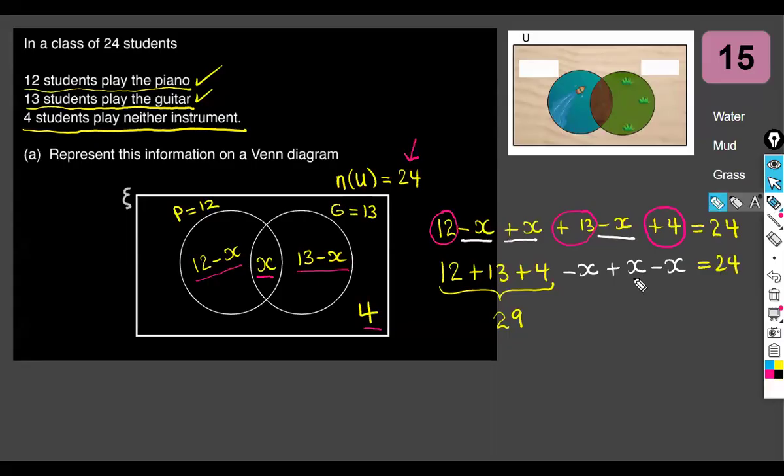Over here now, I helped you do this part, right? Minus x plus x. I told you that these two will cancel out, leaving you with what? Minus x is equal to 24. Look at the working, make sure that is right. Now we want to solve for positive x.